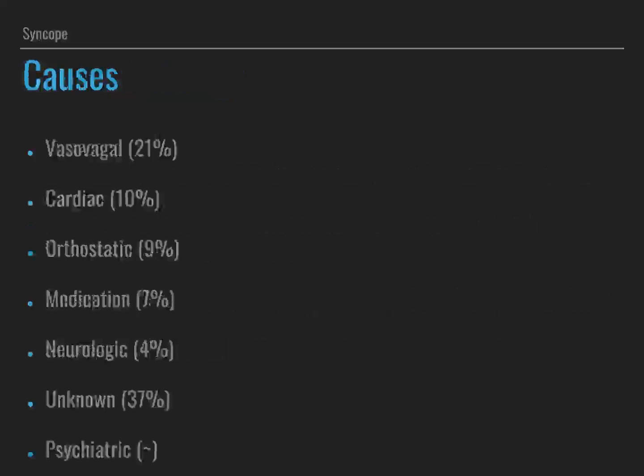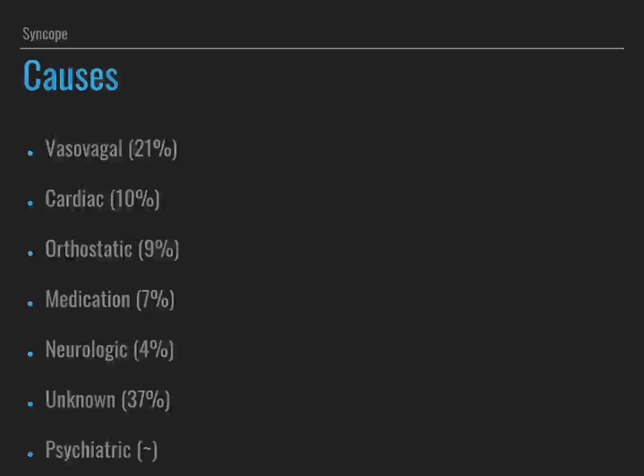So really, what are our main causes here? Walking down from most common to least common, at least of the ones that we're able to identify. Vasovagal or reflex-mediated syncope occurs about 20 to 21% of the time. Cardiac syncope is about 10%. Orthostatic syncope, 9%. Medication-induced syncope is about 7%, with the neurological cause causing about 4%.